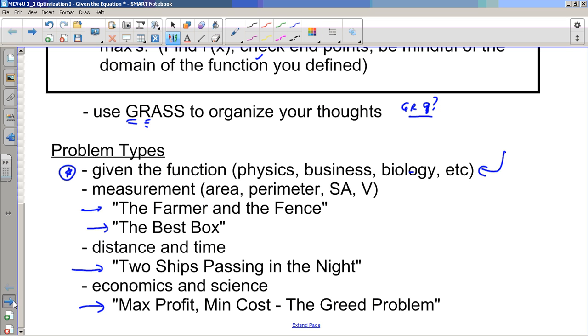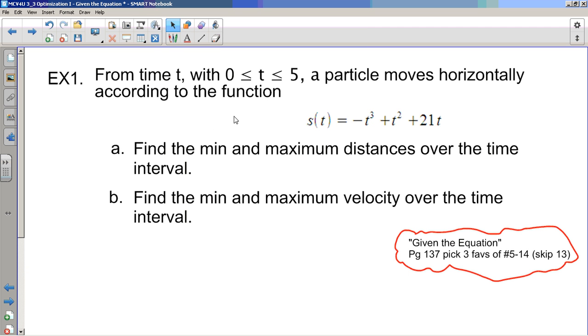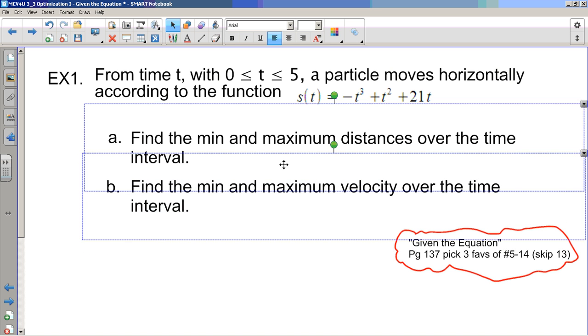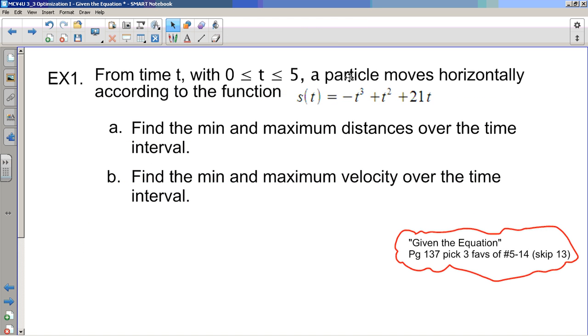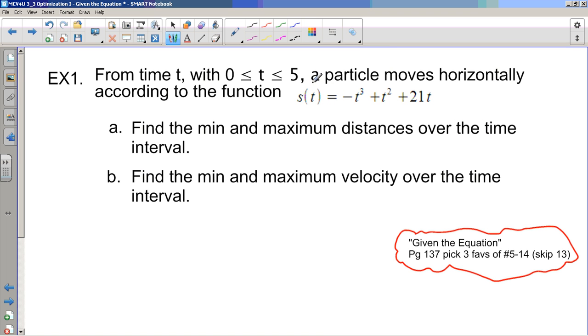So here we go. The example is from time t, with t between 0 and 5, a particle moves horizontally according to that function. So it's moving back and forth according to this function, where we think of right being positive, left being negative, etc., all those things that we talked about. So this is kind of a nice review of the last day's motion stuff. It says find the minimum and maximum distances over the time interval.